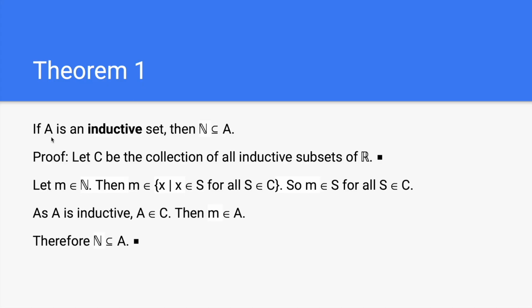Theorem 1. If A is an inductive set, then N is a subset of A. Proof: let C be the collection of all inductive subsets of R. Let m be a natural number, then m belongs to the set containing all x such that x belongs to S for all S belonging to C. So m belongs to S for all S belonging to C. As A is inductive, A belongs to C, then m belongs to A. Therefore, N is a subset of A.